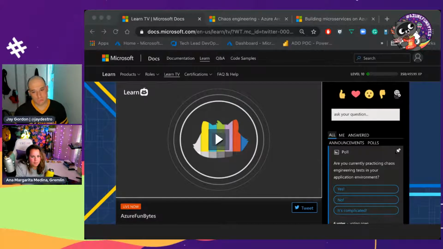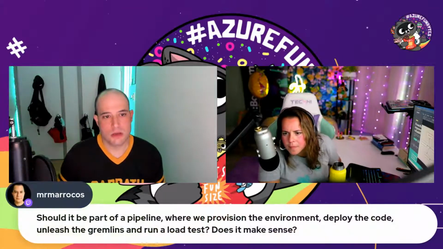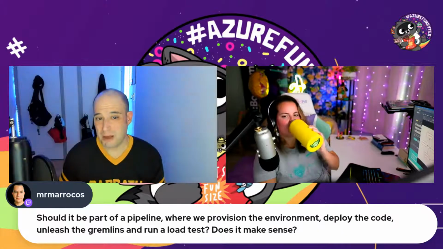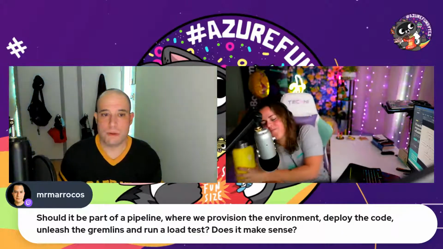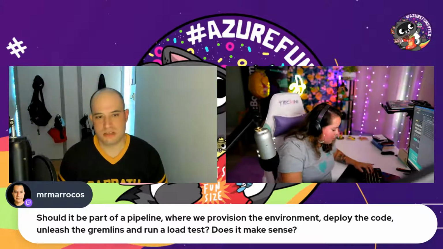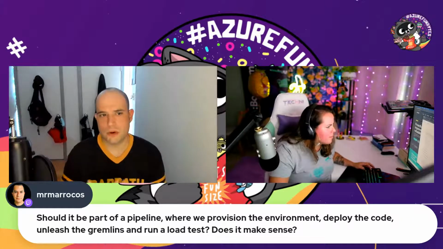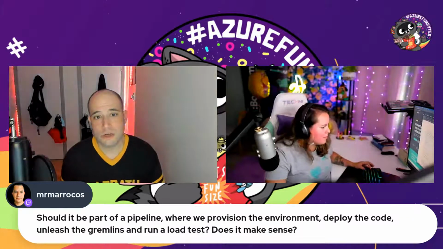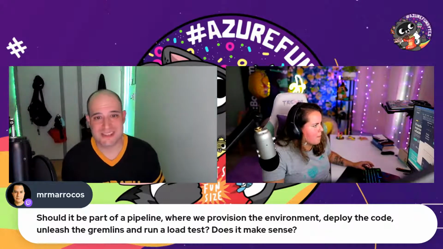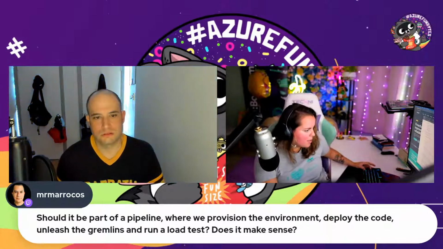And we do have a really cool question that I wanted to bring up for you, which is, should it be part of a pipeline, where we provision the environment, deploy the code, unleash gremlins, and run a load test? So I guess the question is, can we make this a part of our release pipeline? Should we do that, or should we make this a separate process? No, this should totally be part of the DevOps pipeline.